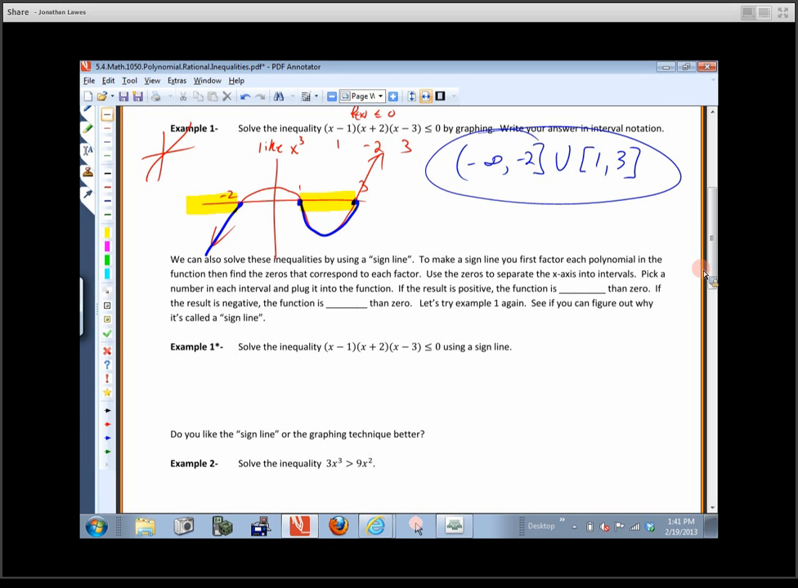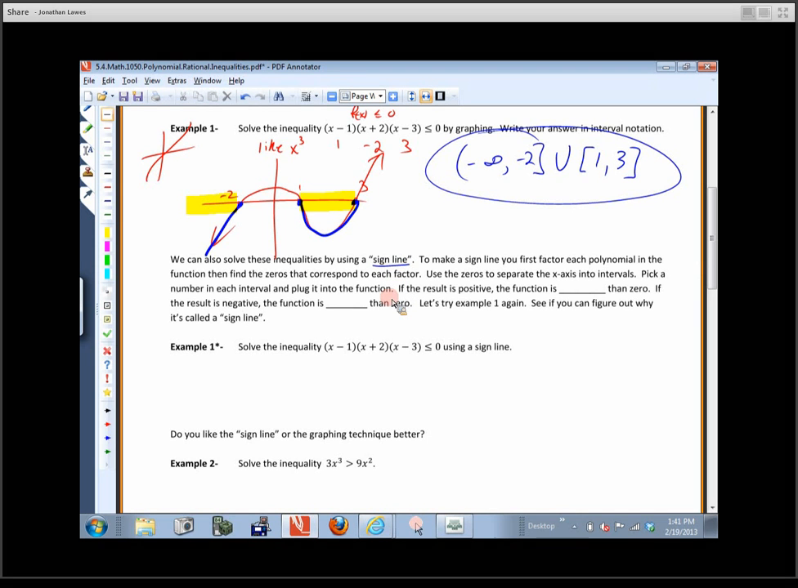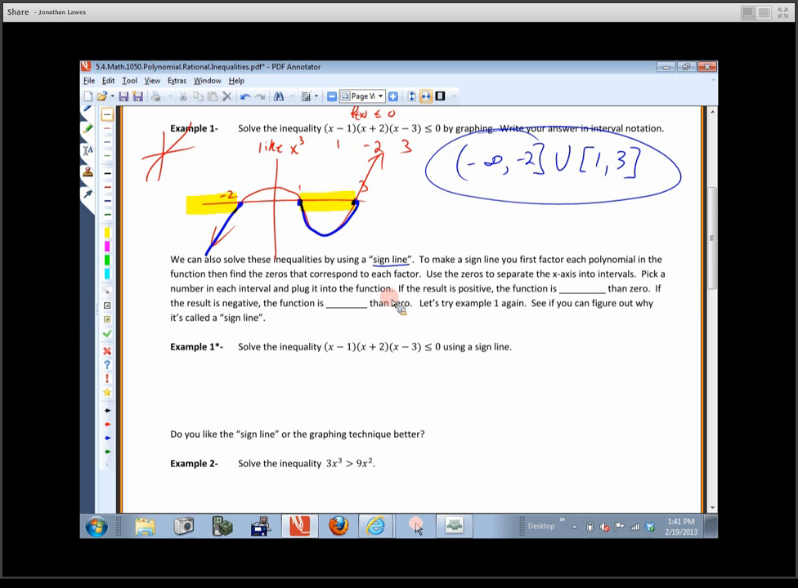Okay. You can also use something called a sign line in order to figure these out. Now, sign lines are fairly useful, so I am going to show you how to use this. But in general, it's probably going to be better if you do it using this other technique. So what we do is we factor the polynomial, set it equal to 0, or compare it to 0. Factor the polynomial, and then we use each 0 to separate the x-axis into little intervals.